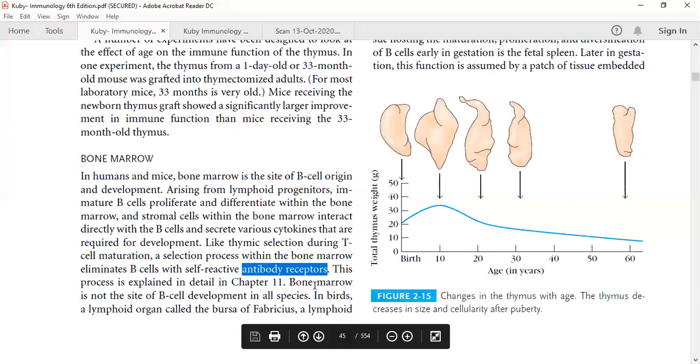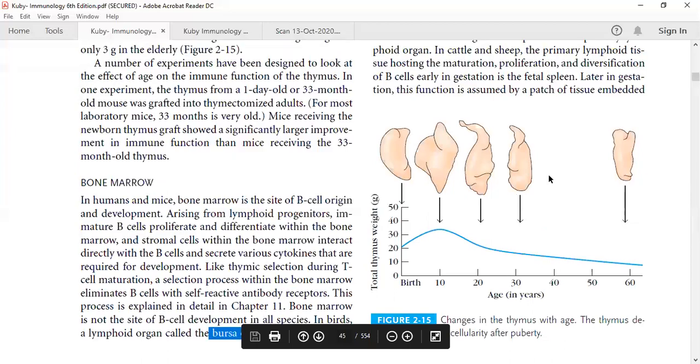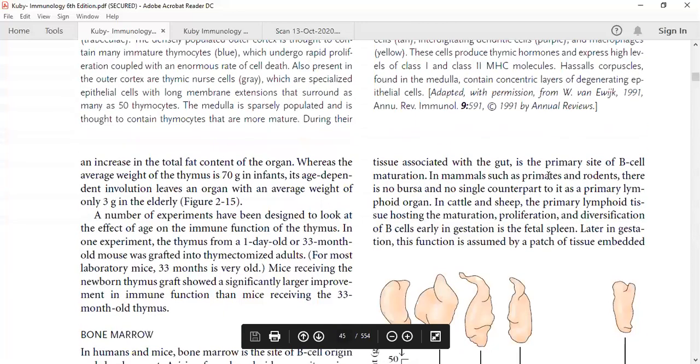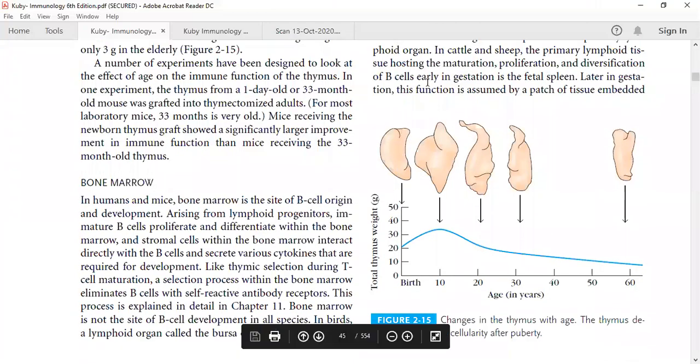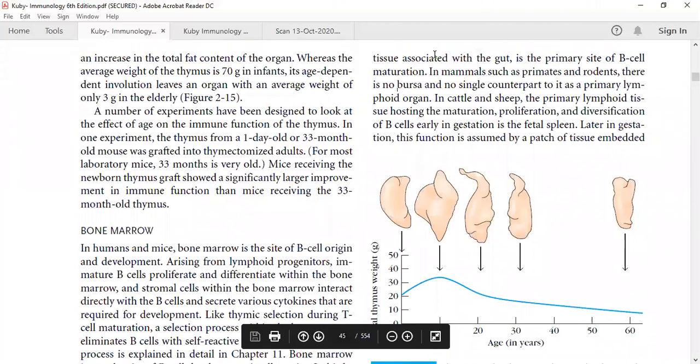Okay, so bone marrow is not the site of B cell development in all species. Obviously it is not the site in all species. In birds, we are having another organ which is called bursa fabricius, where B cell development and maturation is actually happening. Tissues associated with the gut are the primary site of B cell maturation in birds, and the organ is bursa fabricius, which is written here.